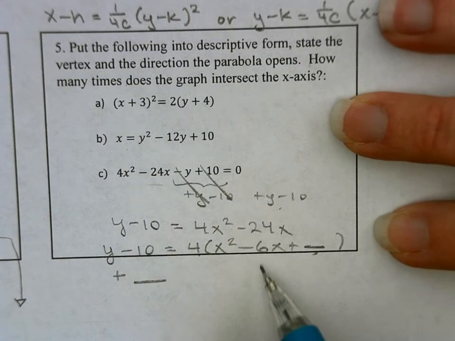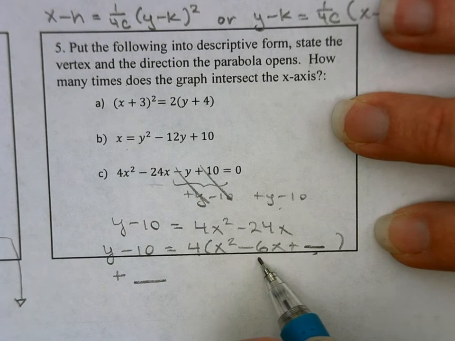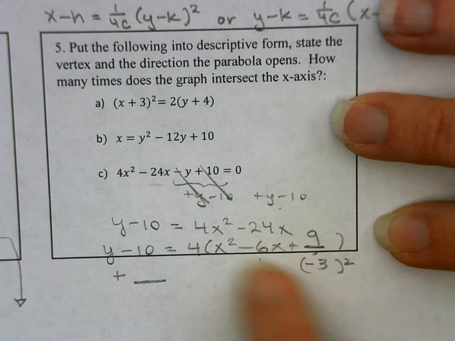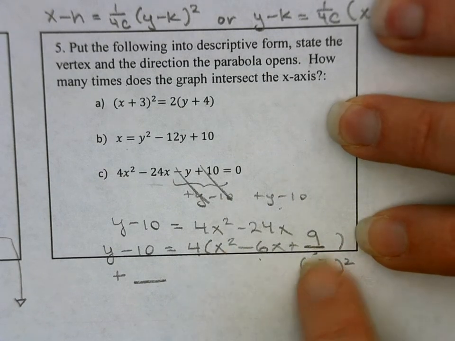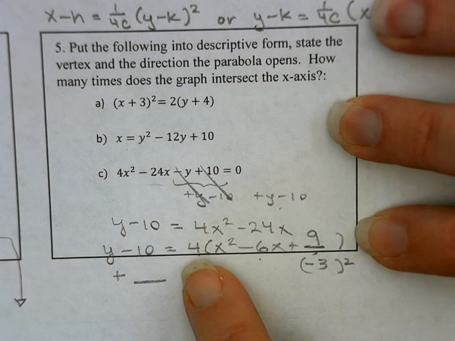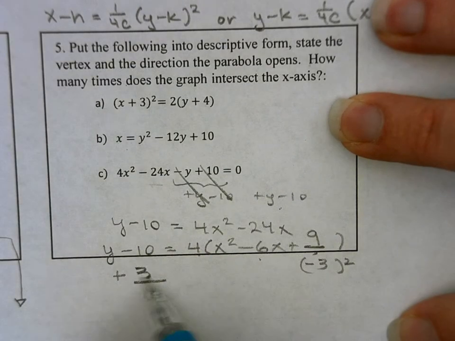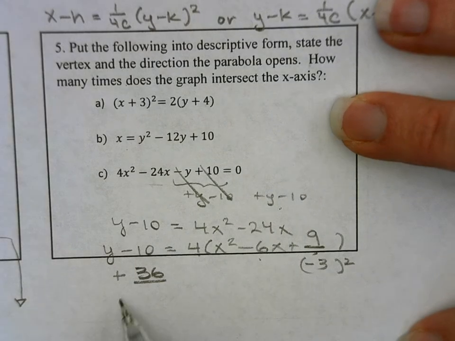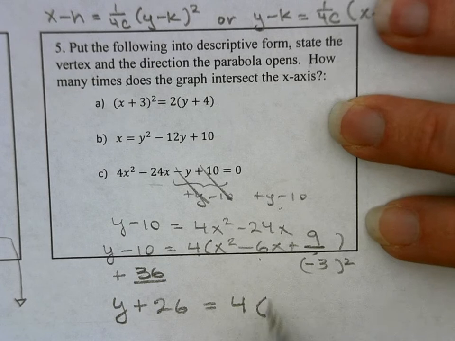So I'm going to take half of 6, so -3 and -3, and then do -3 times itself, so that would be +9. So then I added 9 to inside, right? But 9 is also being multiplied by 4. So then 4 times 9, and then simplify. So this will be y, and then plus 26, and then 4, and then x minus 3, and then squared.